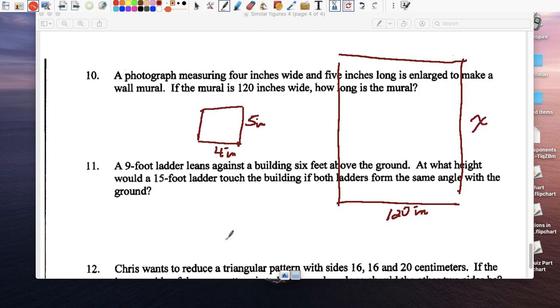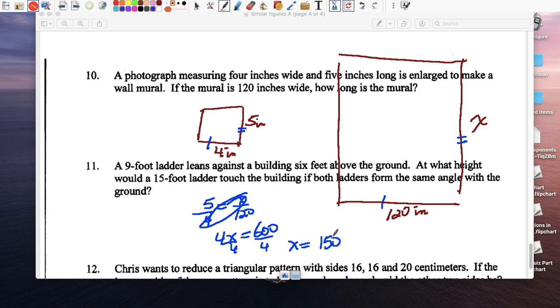So there are your values. These two correspond to each other. So the ratio of 5 to 4 is going to be the same ratio as x to 120. Cross multiply, we get 4x. 120 times 5 is 600. We're going to divide that by 4, and x equals 150.